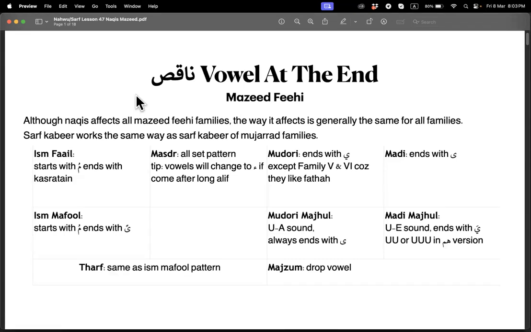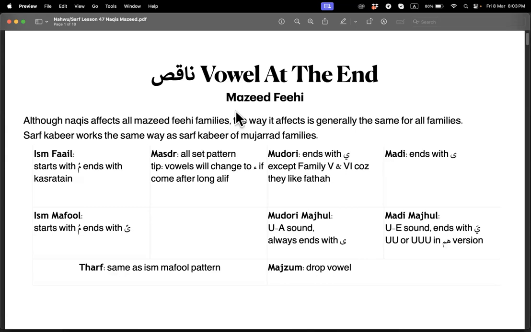Okay, so we are continuing right now. We are still in Naqis, but Mazid Fihi. Okay, we did Naqis Mujarrad already, a few weeks ago. So now we are continuing to Mazid Fihi. Mazid Fihi means family 2 to family 10, basically.